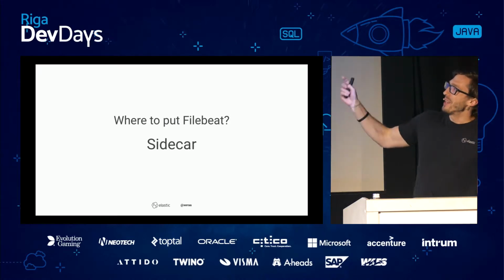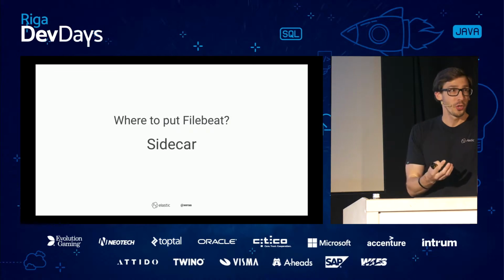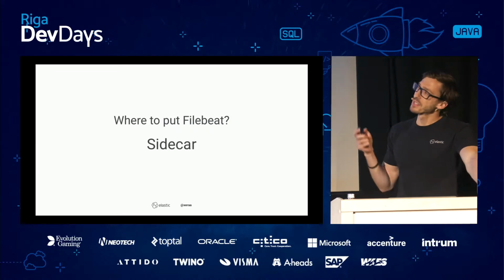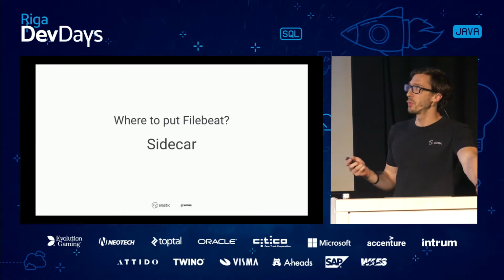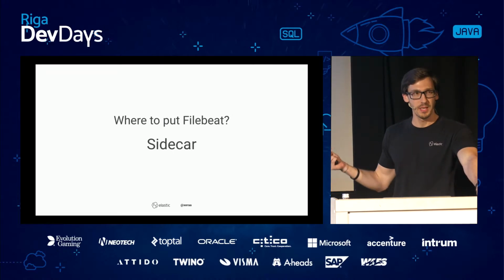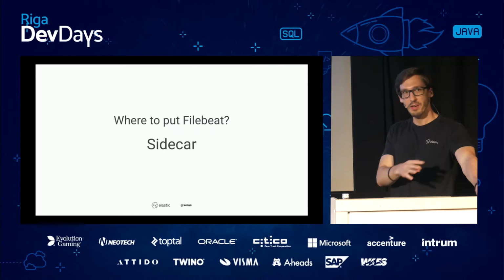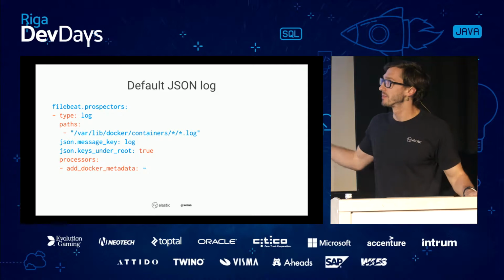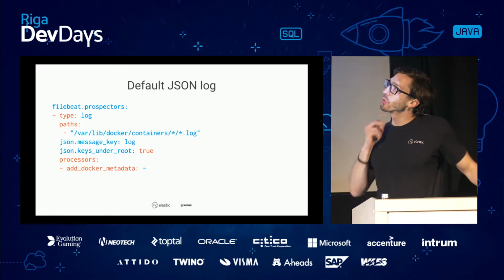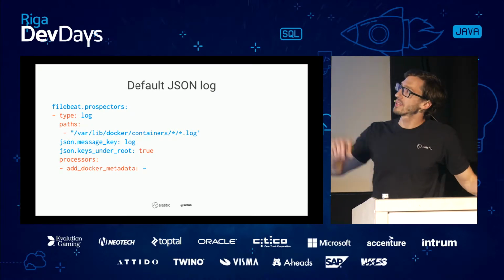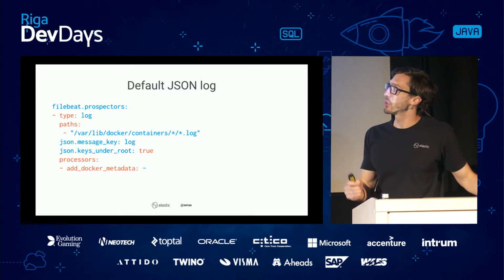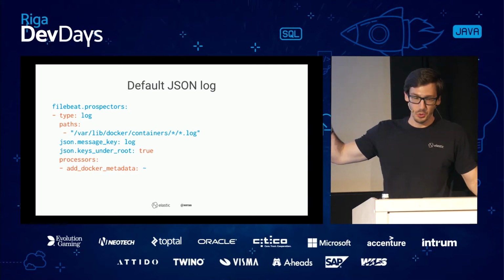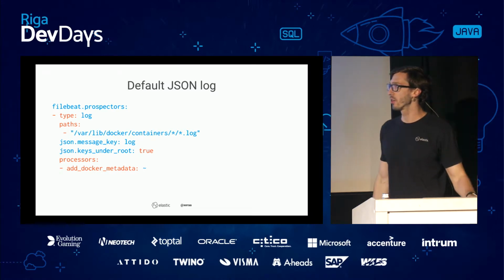Okay, so where do you put FileBeat? Generally, you can put it on the host and collect it from there, but sidecars are what we would recommend. We have the official Docker images for all the beats, and I have been using those to collect everything. So you basically have the sidecar, and what you then need to do is access the JSON logs, which are the default.